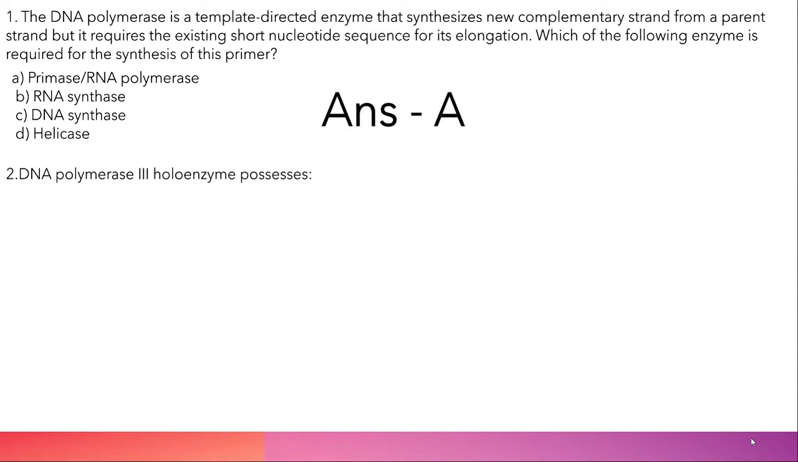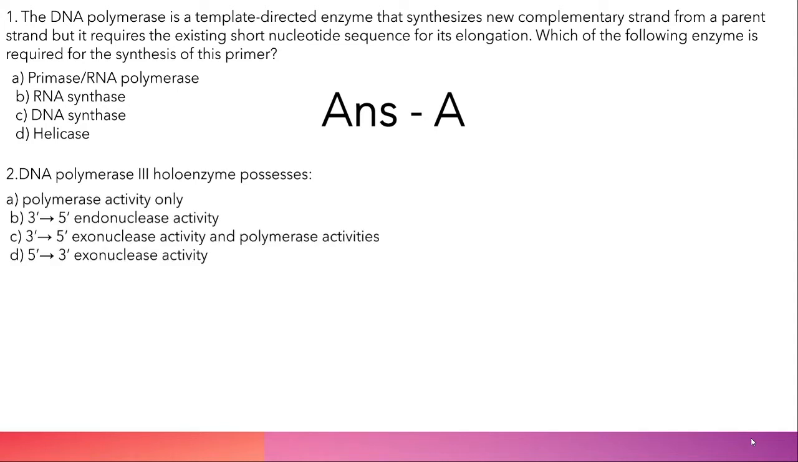Here's the second question. DNA pol 3 holoenzyme possesses, here are the options: A, polymerase activity only; B, 3' to 5' endonuclease activity; C, 3' to 5' exonuclease activity and polymerase activities; and the fourth option is 5' to 3' exonuclease activity. The correct answer is option C, that is 3' to 5' exonuclease activity and polymerase activities.